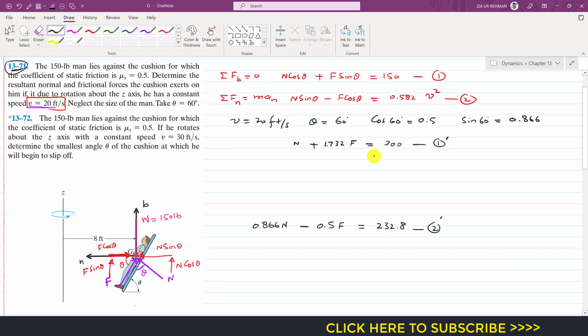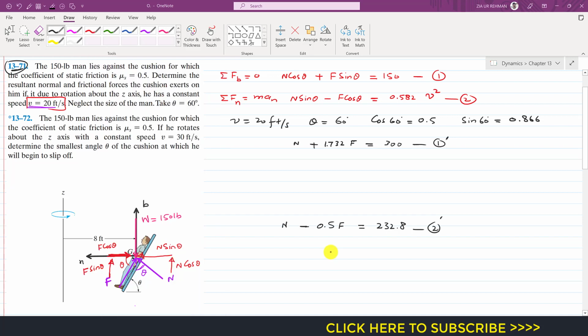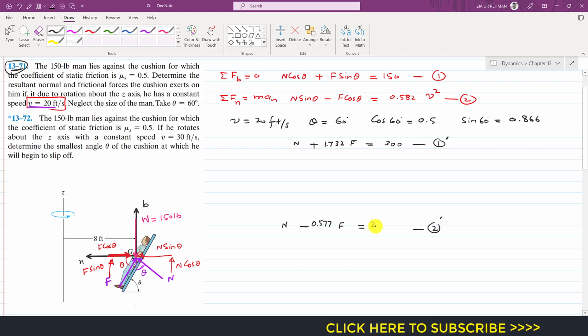Now we need to divide this whole equation by 0.866, so we will have n, then 0.5 divided by 0.866, this is 0.577, and 232.8 divided by 0.866 is 268.82. Now this is equation 2.